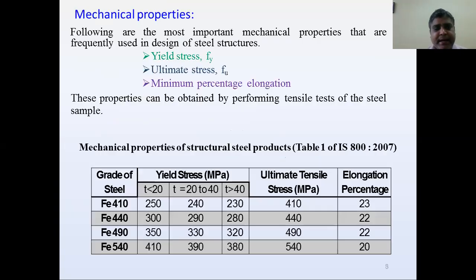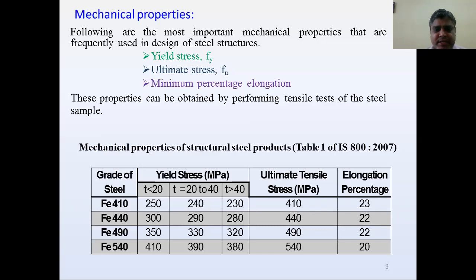Now, mechanical properties. Following are the most important mechanical properties that are frequently used in the design of a steel structure: yield stress, ultimate stress, and minimum percentage of elongation. Dear student, here see that yield stress and ultimate stress are different. The maximum value of stress is known as ultimate stress. Beyond the ultimate stress is known as yield stress. These properties can be obtained by performing a tensile test of the steel sample.